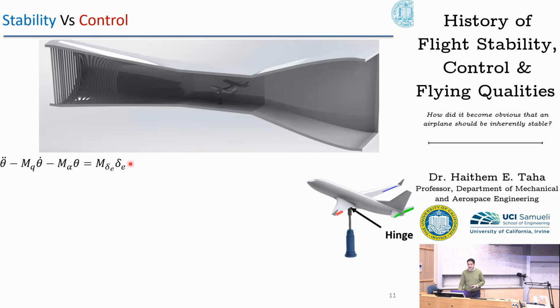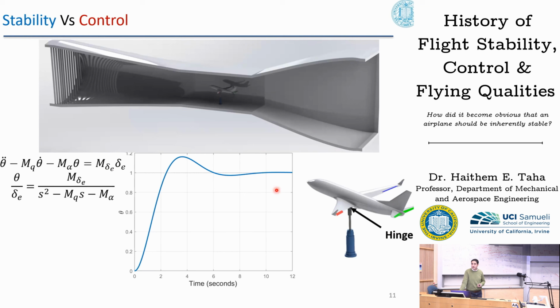Theta is the pitching angle, delta E is the elevator deflection, as you know. You can get the transfer function, it's a second order system, and if you apply a step change in the elevator deflection, like the pilot pulls the stick 1 degree or something, here is how the airplane will respond in the pitching angle. Of particular interest is this value of the steady state pitching angle. And the question is, if the pilot gives 1 degree elevator deflection, how much theta steady state do we get?